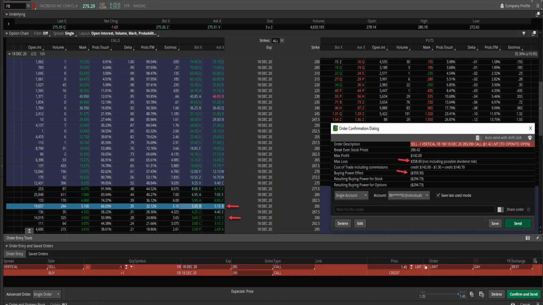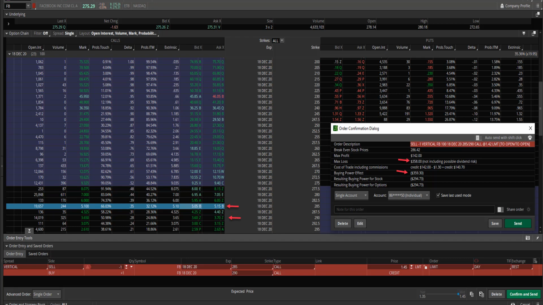So let's take a look at an example here. We'll use Facebook as the example. I took a screenshot of what it looks like to do a credit spread. So you're doing a combination of selling and buying an options contract. If you look at the bottom left, you'll see the primary at the top next to vertical, you'll see sell -1. That's your primary or your short strike.